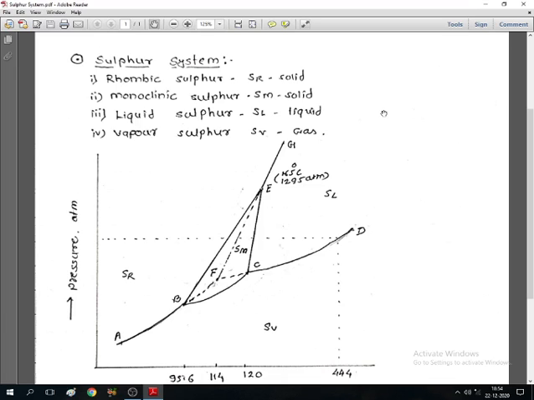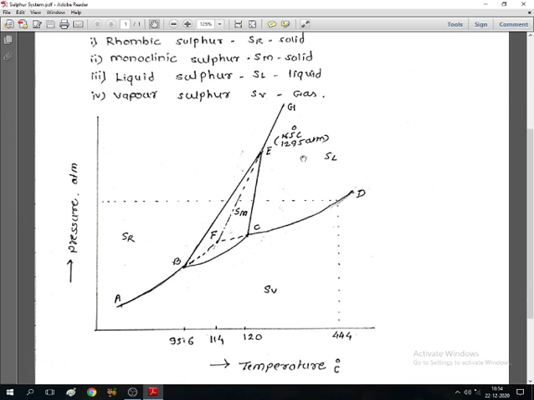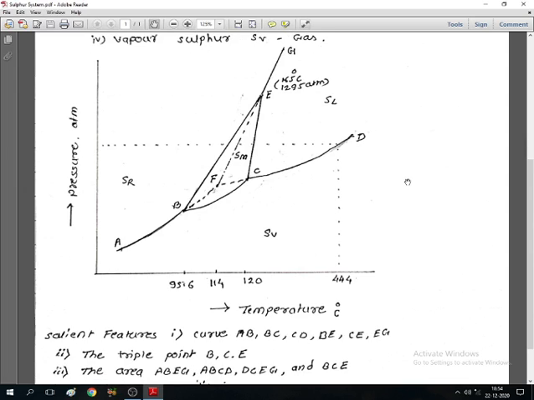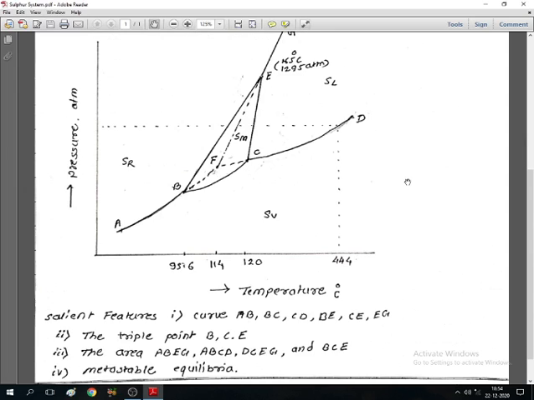But only out of four phases, only three phases can coexist in equilibrium at a time, and not all four phases coexist at a time. Now this is the phase diagram for the sulfur system. Sulfur system चा हा phase diagram आहे. x axis वरती temperature आहे, y axis वरती pressure आहे. Right?